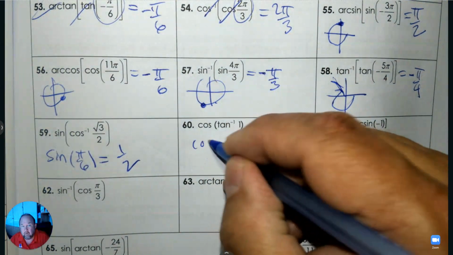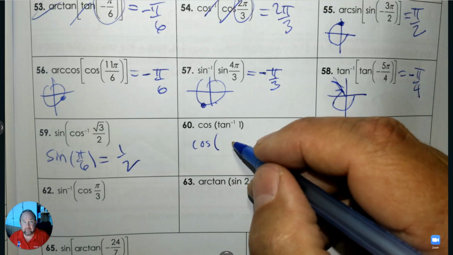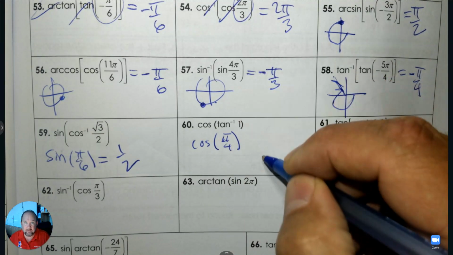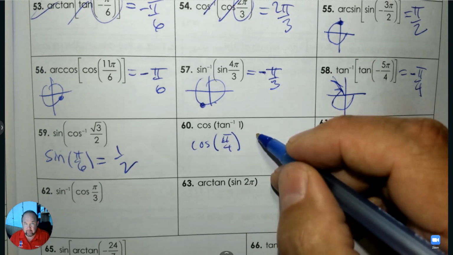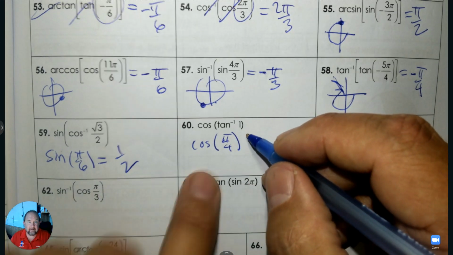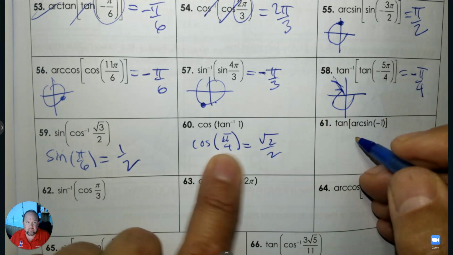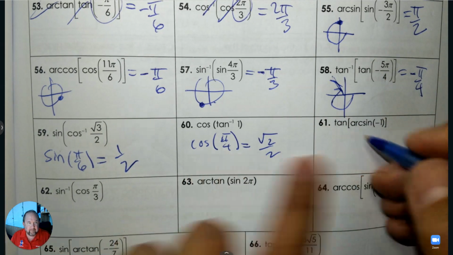Inverse tangent at 1. I know, lights just went off. All good. What angle gives me 1 for tangent? Remember, tangent's y over x. So at pi over 4, when you divide y divided by x, you get 1. What's the value of cosine at pi over 4? That's root 2 over 2. That's the x coordinate there.